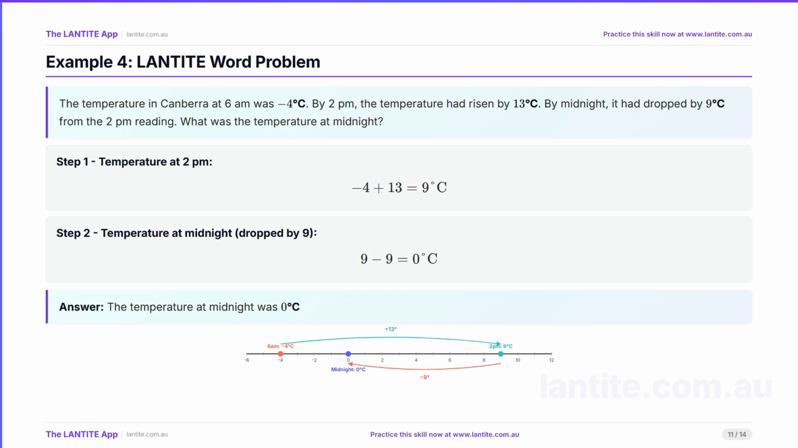Step 1. Start at -4 and add the 13-degree rise. -4 plus 13 equals 9 degrees. Step 2. From 9 degrees, subtract the 9-degree drop. 9 minus 9 equals 0 degrees. The temperature at midnight was 0 degrees Celsius. On the number line, you can see the journey, starting at -4, rising to 9, then dropping back to 0.